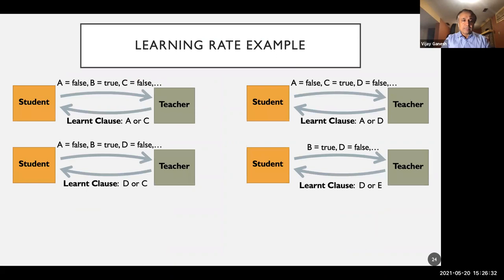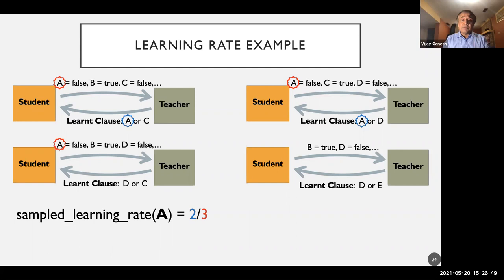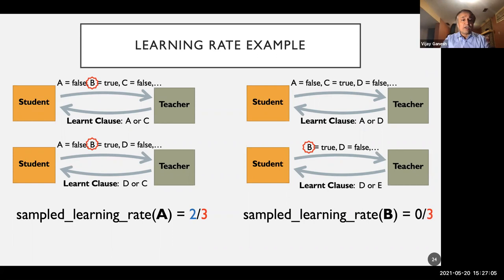Here is an example where a student tells the teacher, here is a partial assignment that's not working, and the teacher feeds back a learned clause. In this case, there are three assignments in which the variable A appeared, meaning that this variable is very productive for me because it's giving me a learned clause. And in two of them, it appeared in the learned clause. So it's actually a really productive variable to branch on. By contrast, here is a variable B, which appeared in the conflict partial assignment but does not appear in any learned clause. So this variable is not very productive for me.